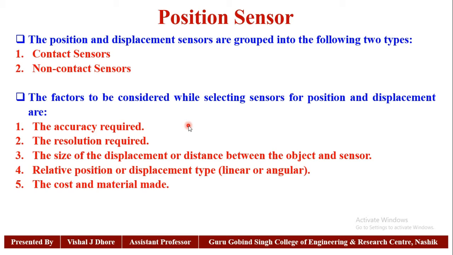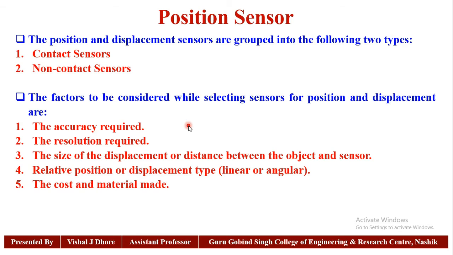Now in non-contact sensors, there is no physical contact between the measured object and the sensor. The measured object causes a change in the air pressure in the sensor, or a change in inductance or capacitance.